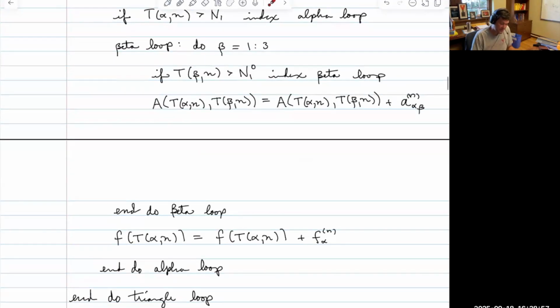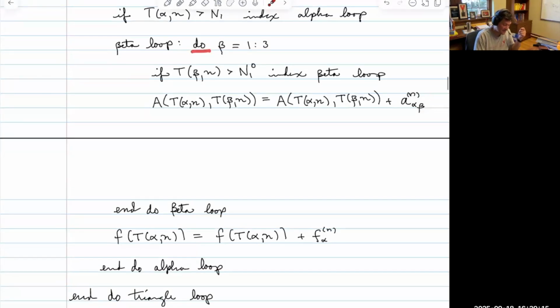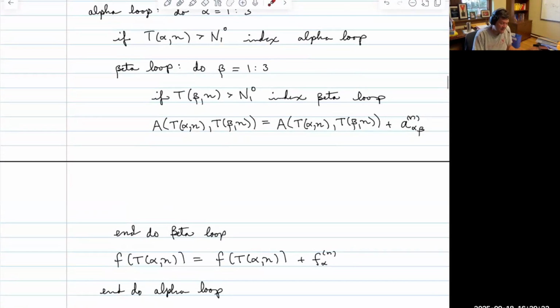Okay, and then of course we have the end do for the beta loop. If you're more used to dealing with MATLAB, then this is what's called a for loop rather than a do loop. You might see that in MATLAB written as a for beta equal 1, 3, etc. But in any case, they're doing the same thing. A for loop and a do loop do the same things.